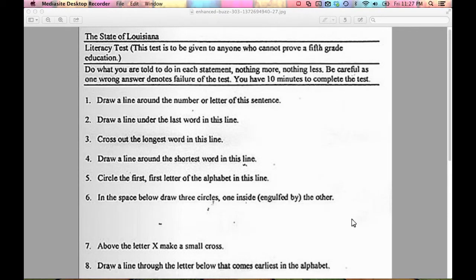So in our final experiment here, we're going to talk about this voter ID literacy test that the state of Louisiana used to give to people who couldn't prove that they had at least a 5th grade education. Now you have to realize this is in the 60s, and so was more than likely a way to filter out those undesirable folks from voting, which would have been African American citizens at the time.